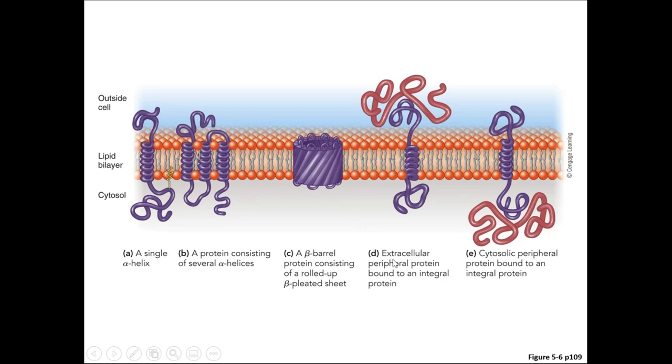Here we have another sort of protein. This is a peripheral protein found extracellularly, outside of the cell. It is bound to an integral protein. Here we have another peripheral protein that is also bound to an integral protein, but this peripheral protein is cytosolic. Cytosol means inside the cell, in the cytoplasm.